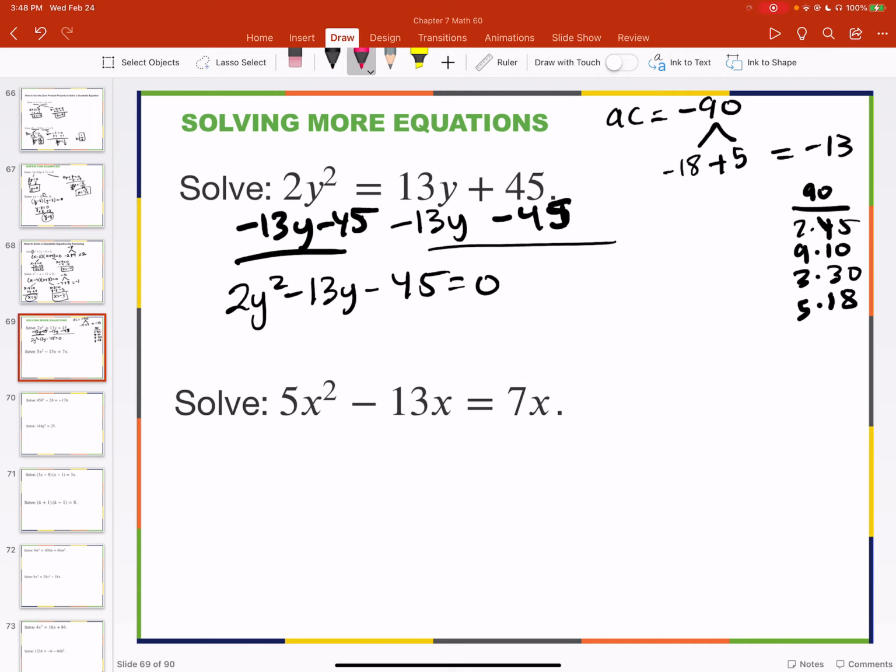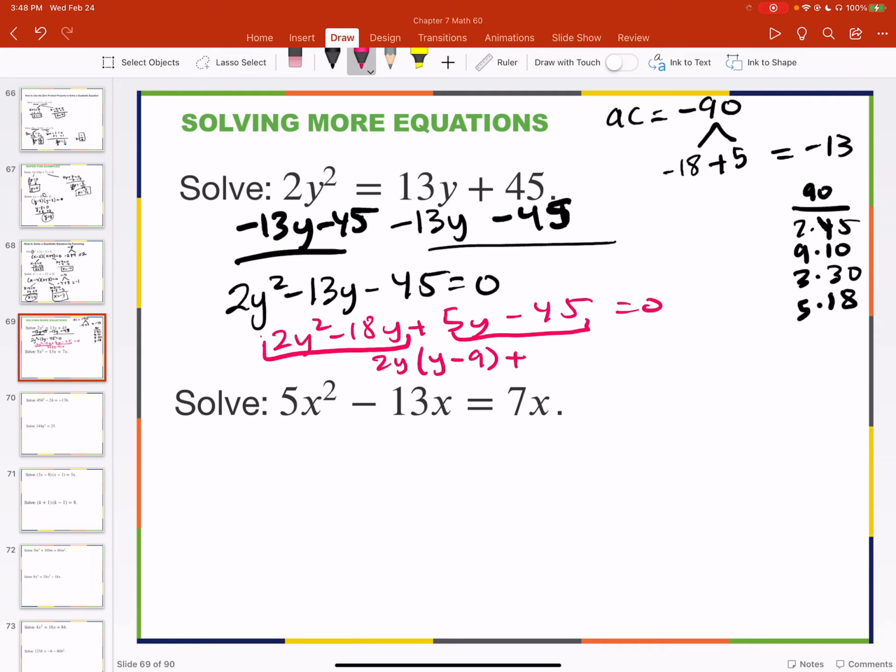So then we replace the middle term and rewrite: 2y squared minus 18y plus 5y minus 45 is equal to 0. So we're doing a factoring by grouping situation, right? We have these two and these two. This becomes 2y times (y minus 9), plus the GCF of the second two, 5 times (y minus 9), equal to 0. So finally, putting it all together, our factors are y minus 9 and 2y plus 5, equal to 0. Zero product property, finally.